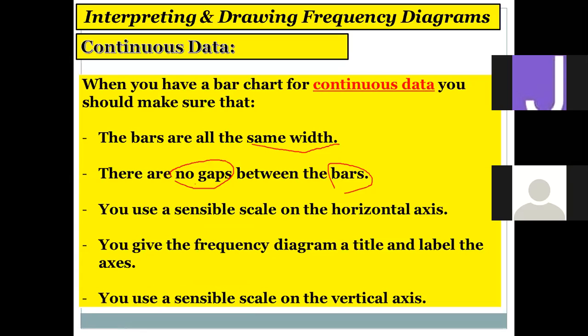بس المهم فيه إنه all the bars they should be the same width, okay? And there are no gaps. شايفين كلمة no gaps? يعني إشي بيشبه الهيستوغرام أكتر من إنه هو bar chart. There are no gaps between the bars. You can use sensible scale مش بس على الvertical, على الvertical axis وعلى الhorizontal axis. Okay? And you give the frequency diagram a title and you have to label your axis. هدول لازم يكونوا موجودين.